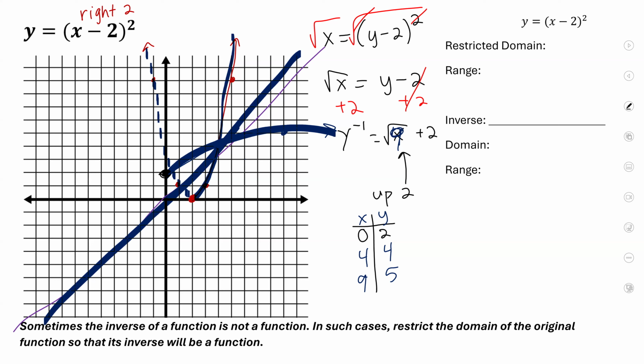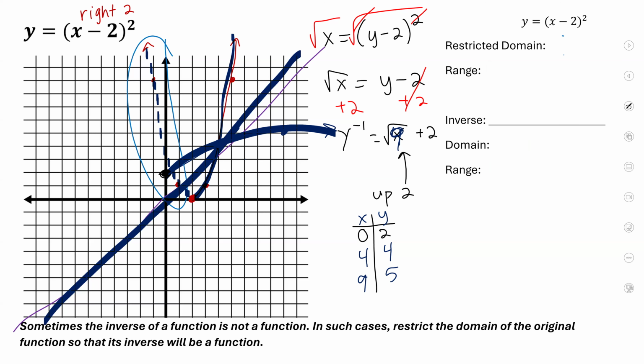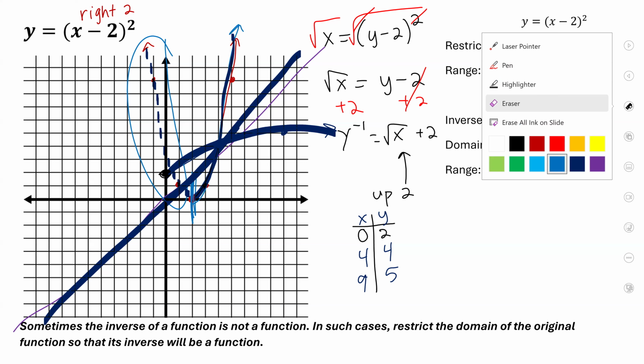Okay, so now we call that a restricted domain. So now since I got rid of this part, what's the domain of this quadratic? Yep, it is 2 to infinity. That's the domain. It starts right here and it goes up. That's 2 to infinity. What is the range? 0 to infinity. Perfect. And the inverse, let me write the equation real quick. We said the inverse was square root of x plus 2. Okay, that's the inverse equation.